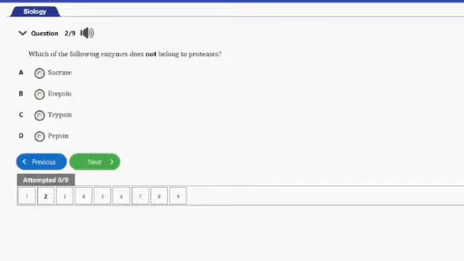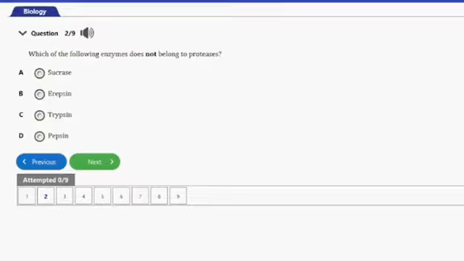Question number 2 here, it says, which of the following enzymes does not belong to proteases? We have A. Sucrase, B. Urepsin, C. Trypsin, and D. Pepsin. So guys, the answer to this question is option A.